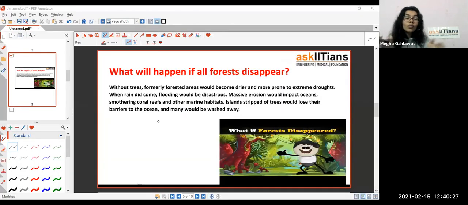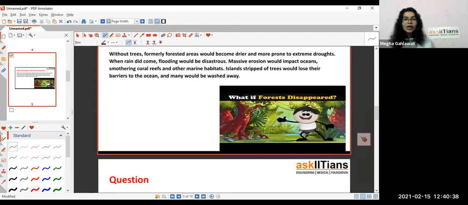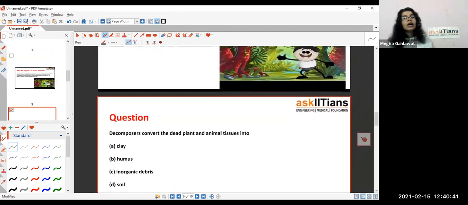Now you know what was going to happen if the forests disappeared. Basically, we're not going to get all the resources and benefits which are being provided to us by the forest. And now it's time for some questions.